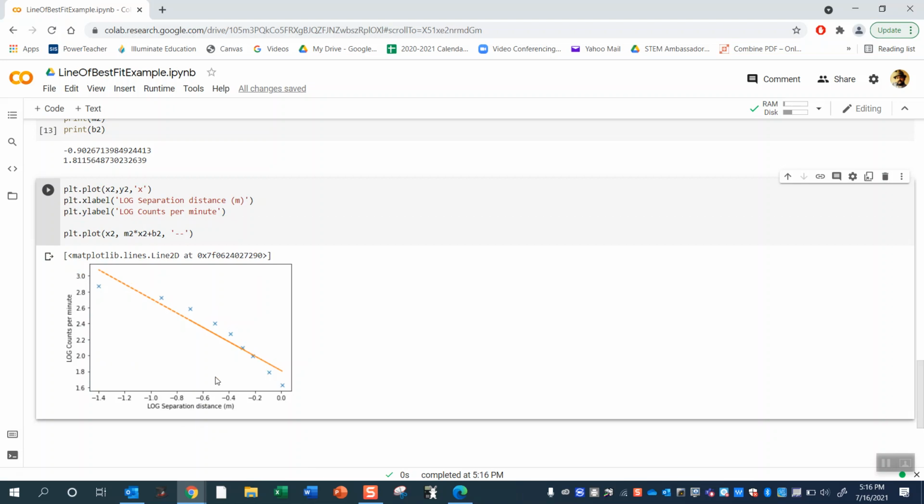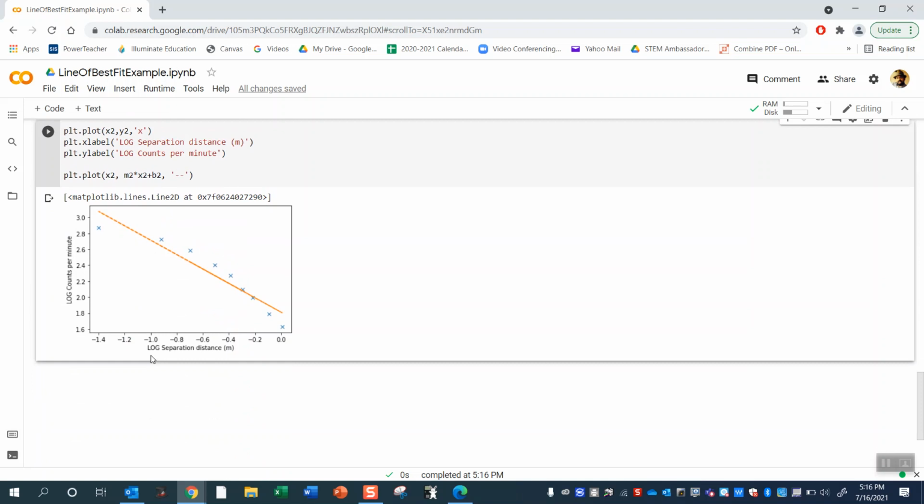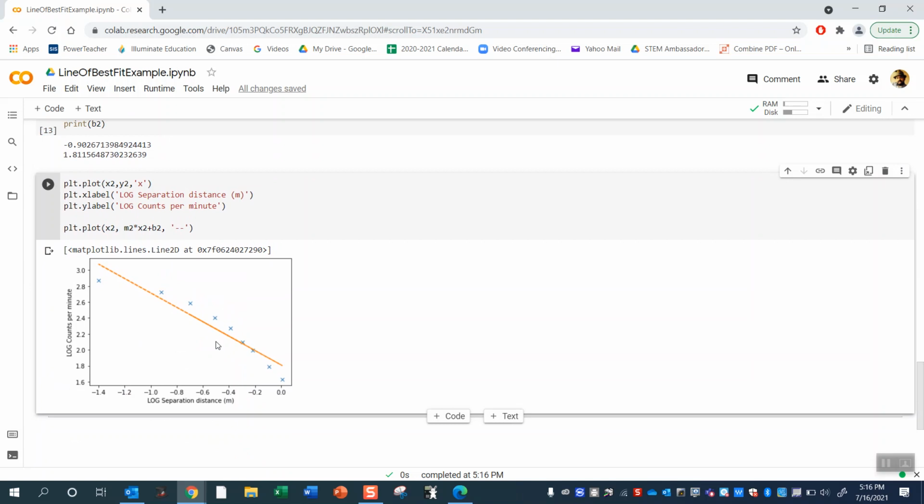Okay, so that is how you make a line of best fit. That's awesome. This is a linearizing data approach that can help us figure out how our data fits.